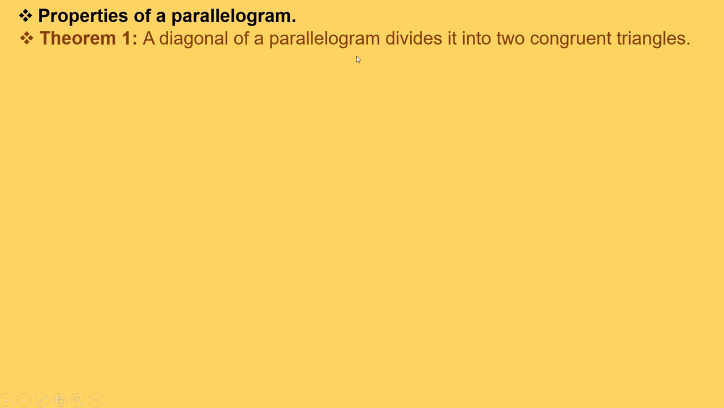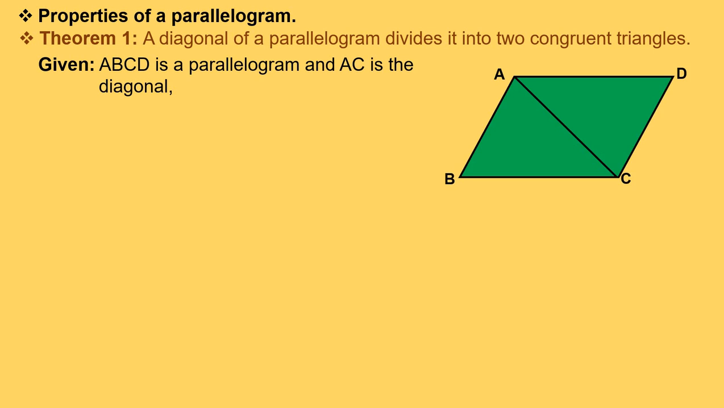A diagonal of a parallelogram divides it into two congruent triangles. Given: ABCD is a parallelogram and AC is its diagonal. To prove: triangle ABC is congruent to triangle CDA. Proof: Since ABCD is a parallelogram, opposite sides are parallel. That is, AB is parallel to CD and AD is parallel to BC.